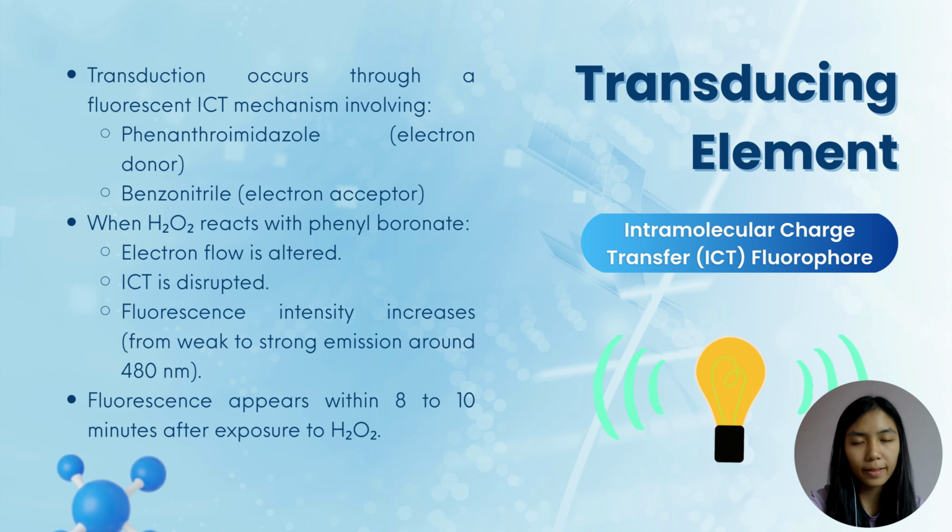Lastly, the transducing element is the intramolecular charge transfer fluorophore. The transduction occurs through a fluorescent ICT mechanism, which involves the phenanthroimidazole, the electron donor, and the benzonitrile, the electron acceptor. When the hydrogen peroxide reacts with the phenylboronate, the electron flow is altered. The ICT is disrupted, so the fluorescence intensity increases from weak to a strong emission around 480 nanometer. The fluorescence will appear within 8 to 10 minutes after exposure to the hydrogen peroxide.